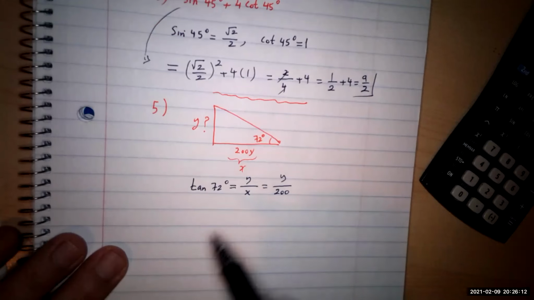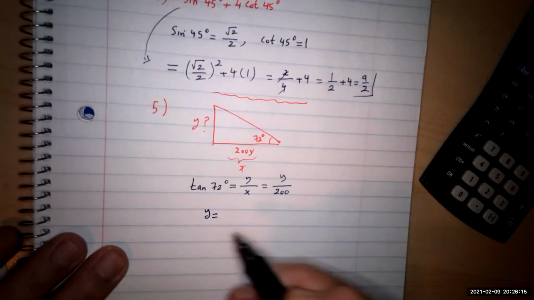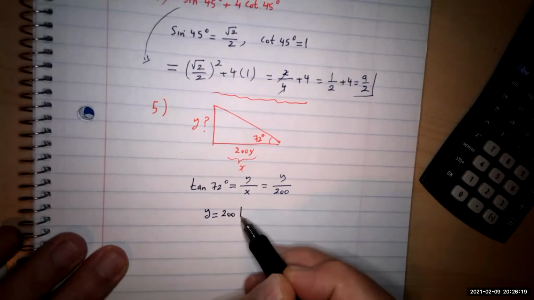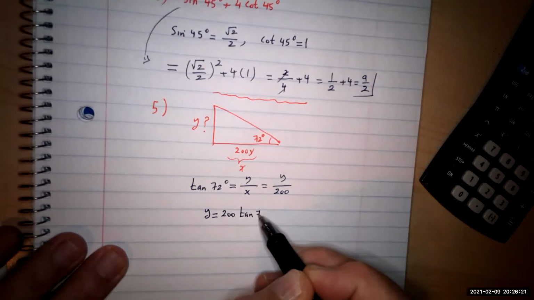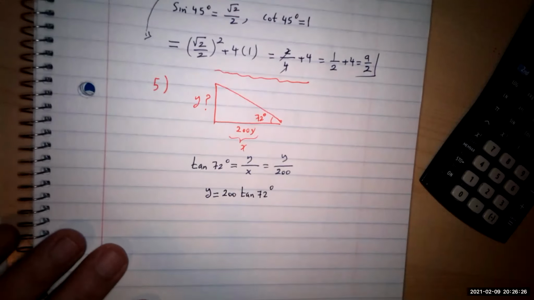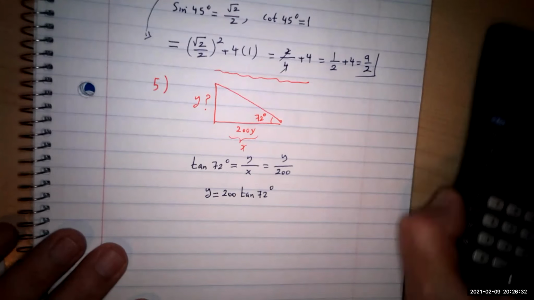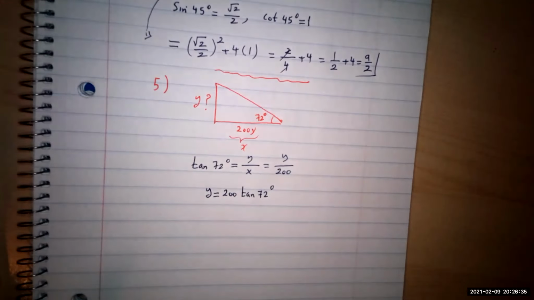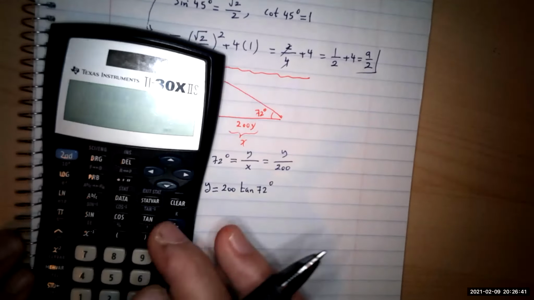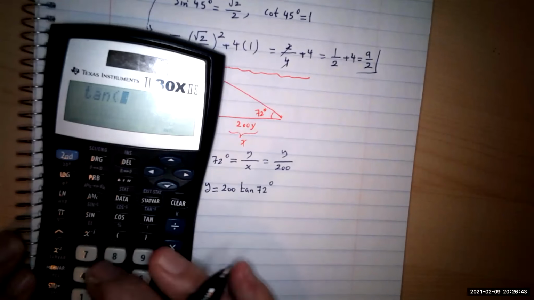You cross multiply, so your y is going to be equal to 200 tangent of 72 degrees. Then you have to use your calculator to get these numbers. With my calculator, you just check the tangent. This is going to be the tangent of 72.